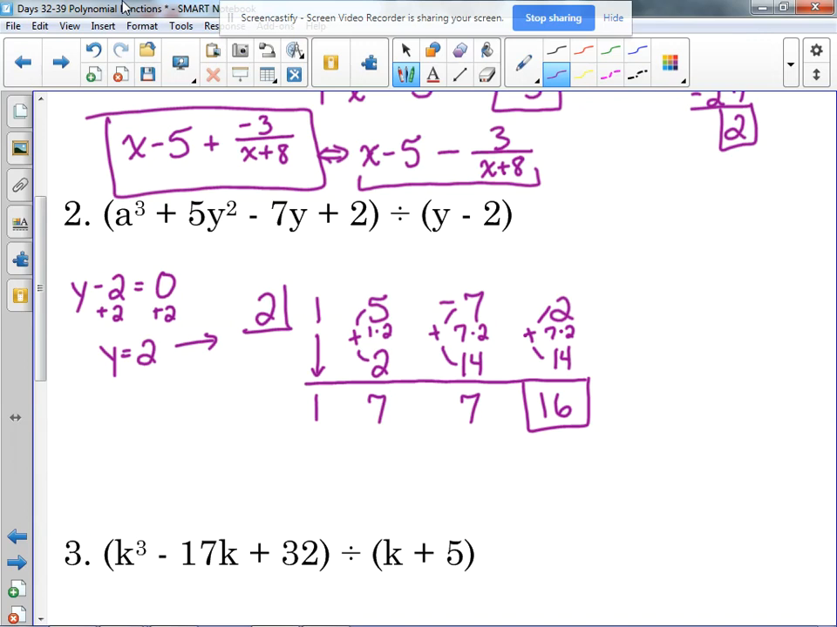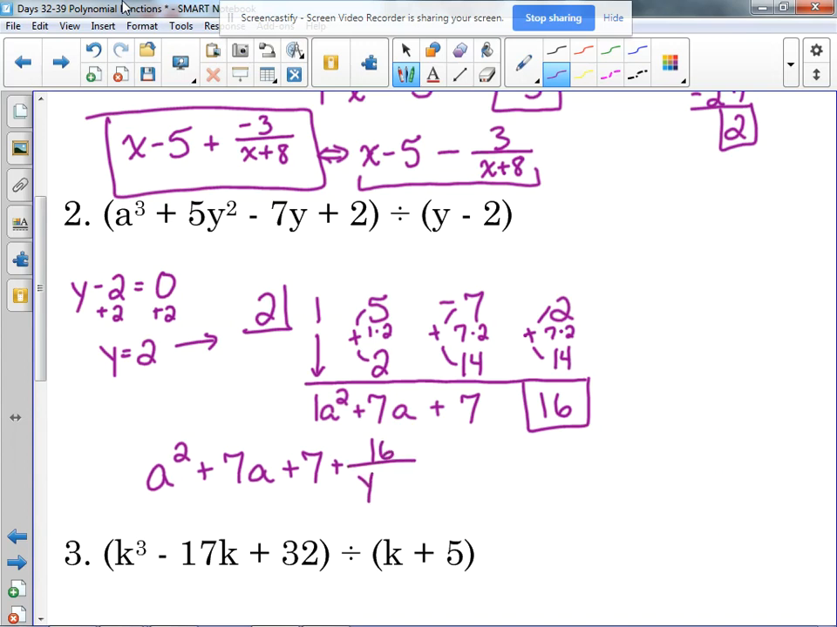That's the remainder. We started with a cubed, so we reduced that by 1 degree. A squared, 7 is positive. Then we have the a, and that other 7 is positive. So our final answer, a squared plus 7a plus 7 plus 16 over our divisor.